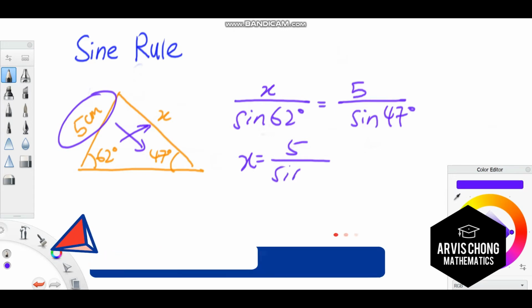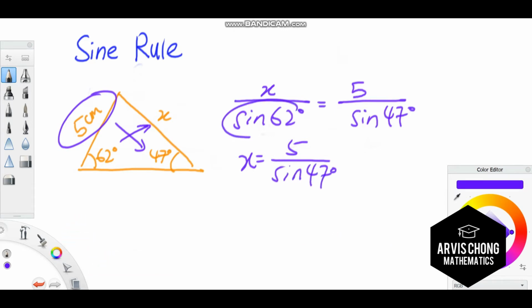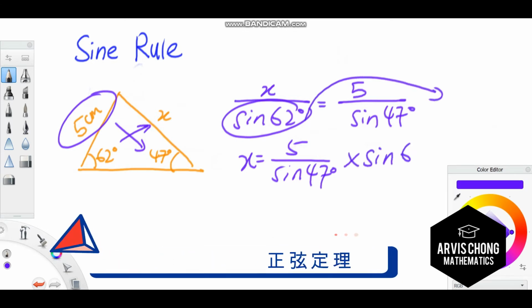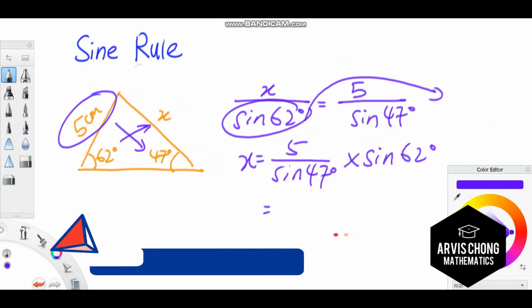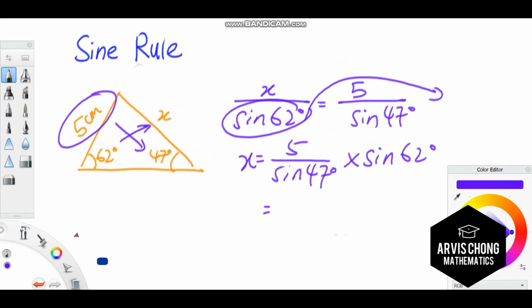So 5 over sine 47, and the sine 62 moves over to the right-hand side and becomes times sine 62. If you type everything into your calculator, you will get 6.04 centimeters when rounded to 3 significant figures. So this is your final answer. Next, we need to look at the second question.